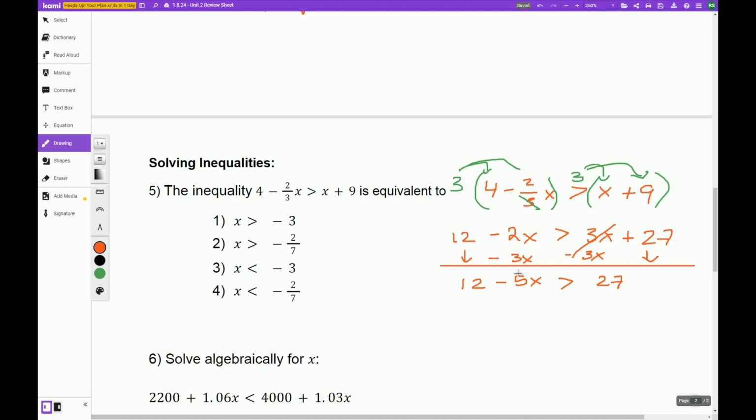Now we have all the x's on the left side. We want to get all the constants on the right side. So this 12 is on the left, and I want to get it on the right. What we could do is subtract 12 from both sides.